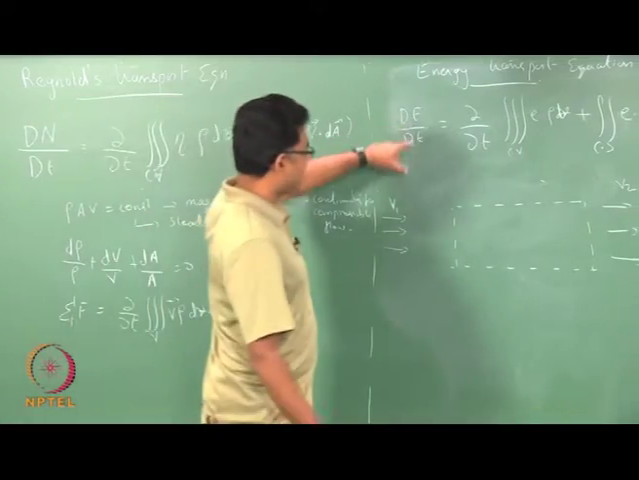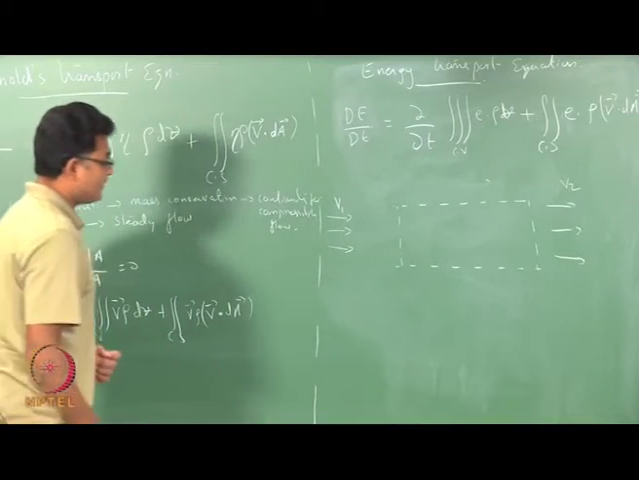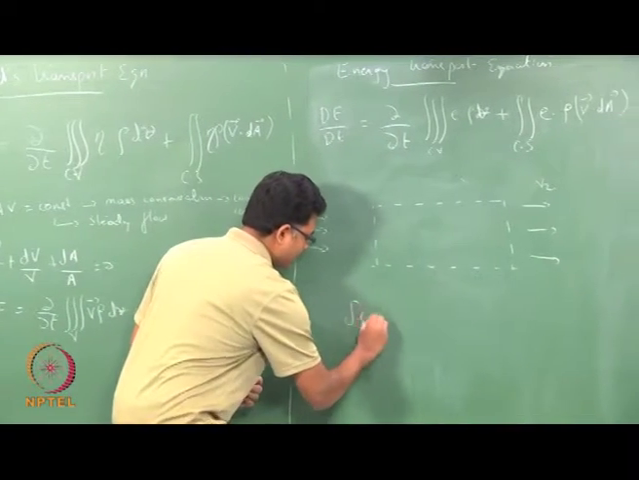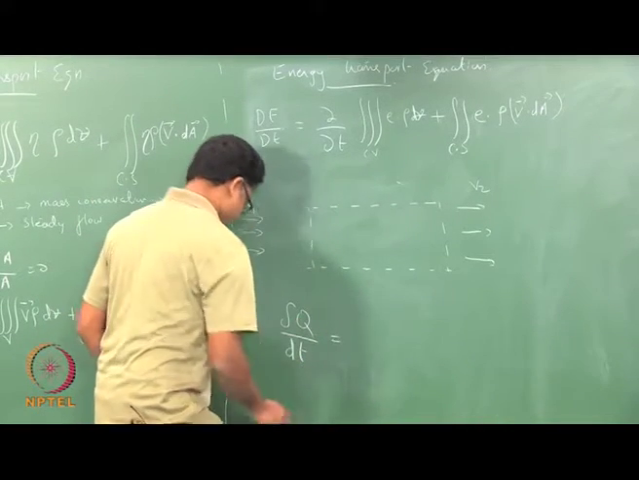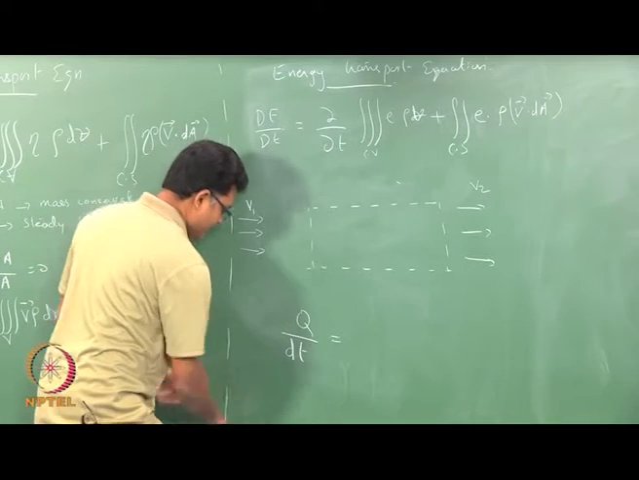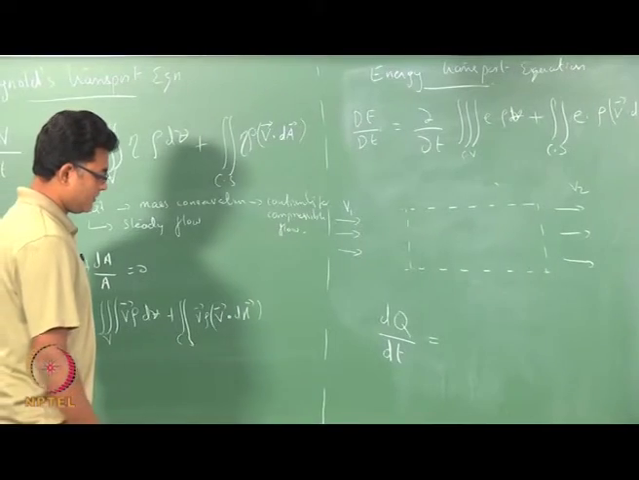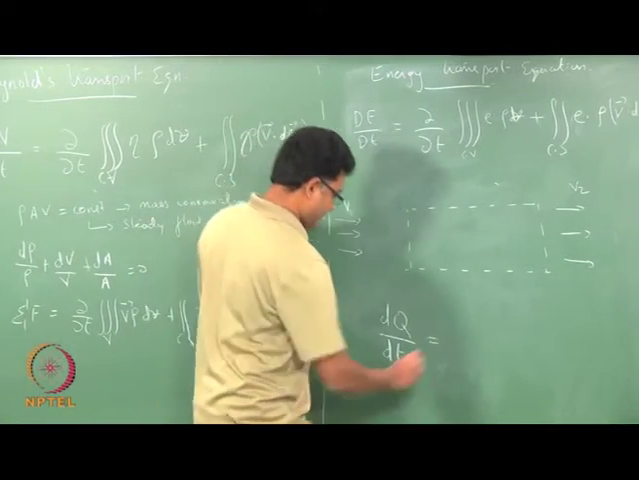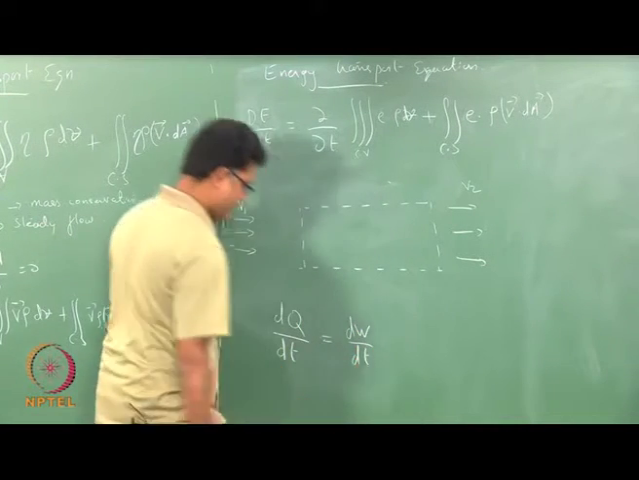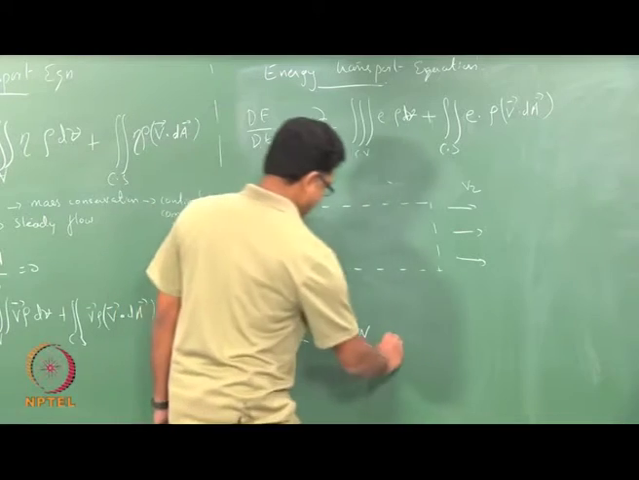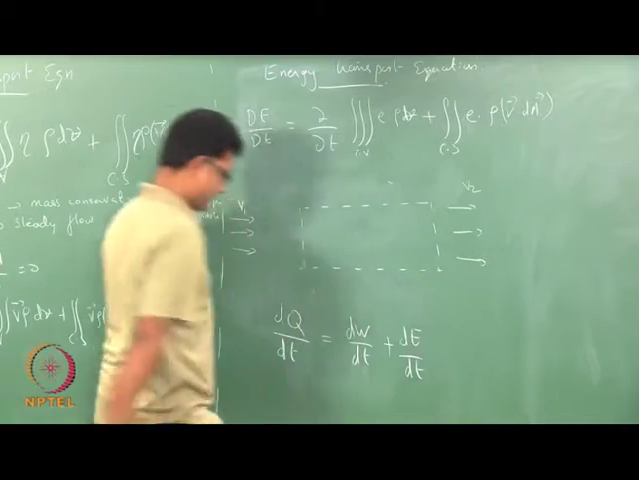So we have written the rate of change of energy within this control volume to be this form. Now, the second law of thermodynamics tells us dQ by dt equals, let us write dQ by dt for the time being, let us not differentiate between delta Q and dQ for the sake of convenience. So, dQ by dt is dW by dt plus dE by dt.